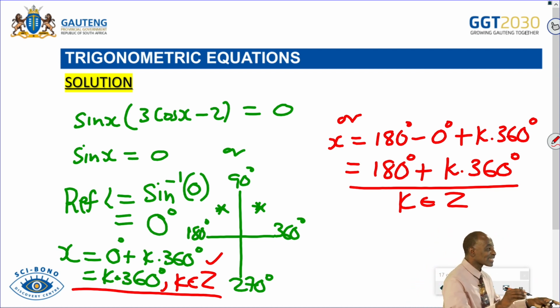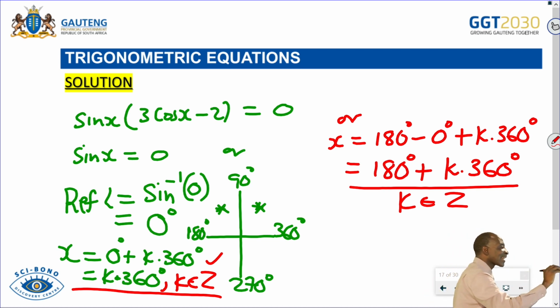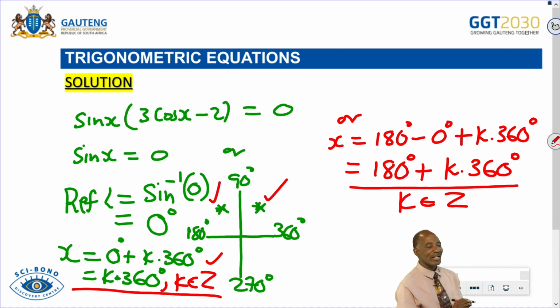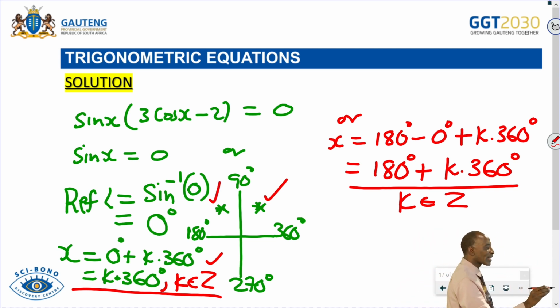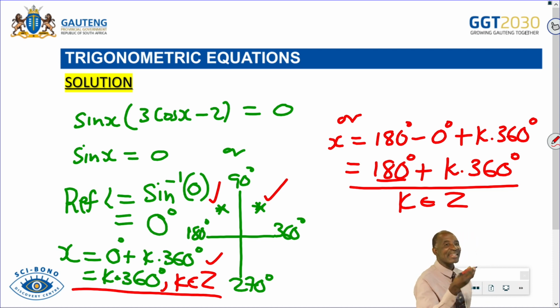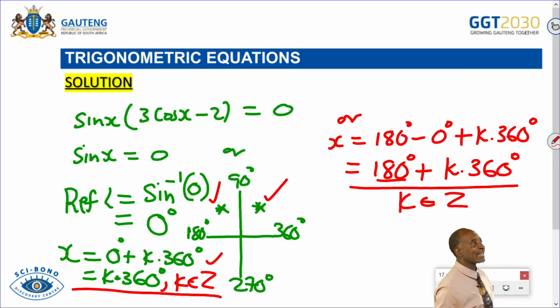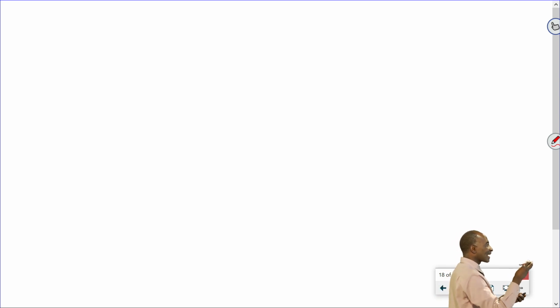So we have two positions where we can draw our answers from. The answers will come from either the first quadrant or the second quadrant. Those that come from the first quadrant are led by 0, and those that come from the second quadrant are led by 180. Then you generate many other angles by using the period for our sine. Then we go to the other side.